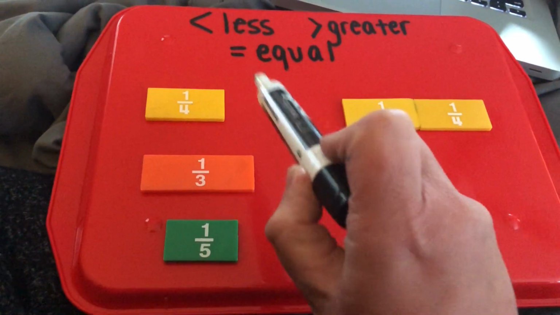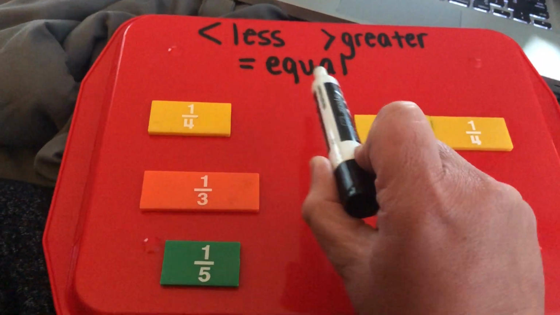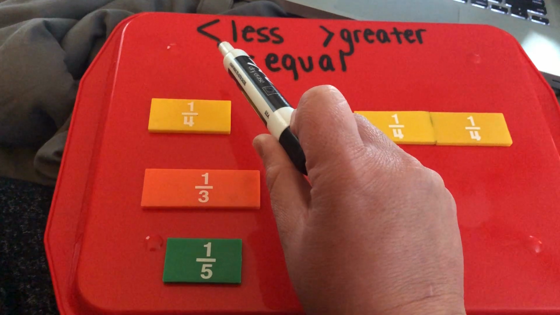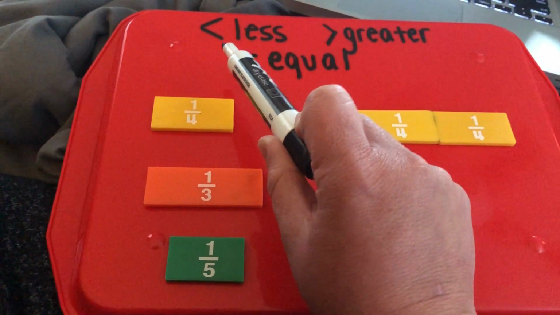So we remember these signs. We have less than, greater than, and equal to. And remember my little trick. The less than symbol looks like a crooked capital L. So that's how I've always remembered that.